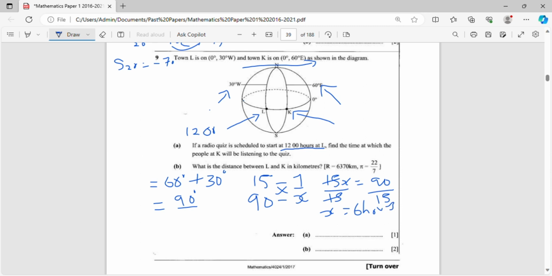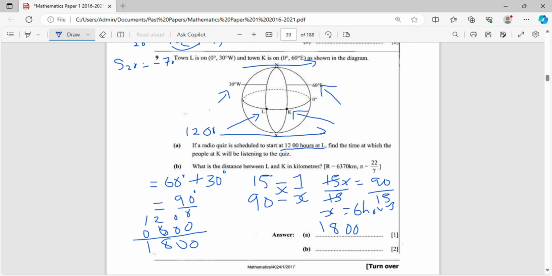So the difference in time will be 6 hours, but it asks us the time at which the people at K will be listening to the quiz. Since it is scheduled to start at 12 hours at L, and K is to the east, when you're moving to the eastern direction, time is increasing. So what you're going to do is take 12 hours and add 6 hours to the time, which will give you 18 hours. So the time at which the people at K will be listening to the quiz will be 18 hours.